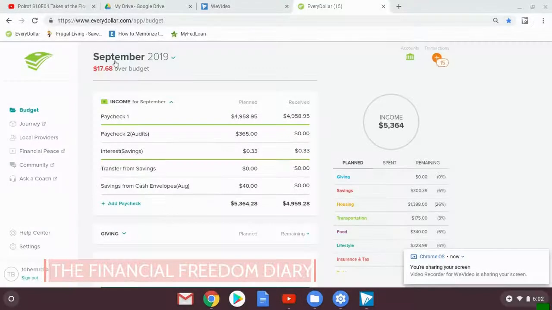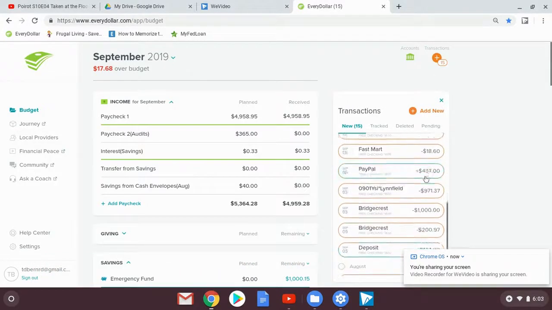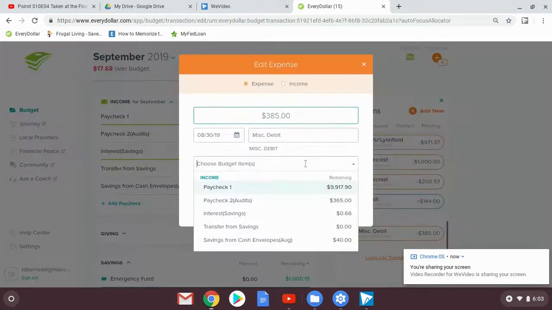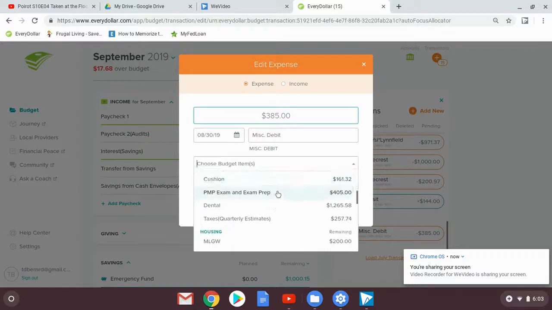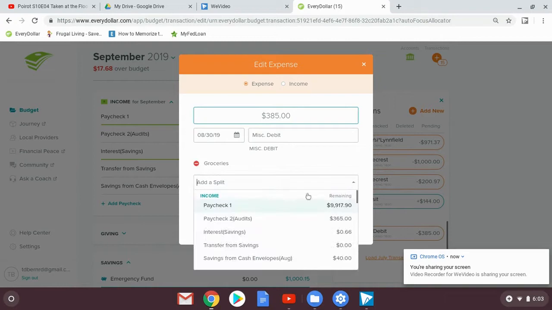Hi friends, it's Tracy and I'm back to do my EveryDollar reconciliation for the month of September. This is where I go and reconcile my checking account. My weekly check-ins are just for my cash envelopes, but this is my checking account because it's connected to my bank account. Every transaction that goes through is in here.